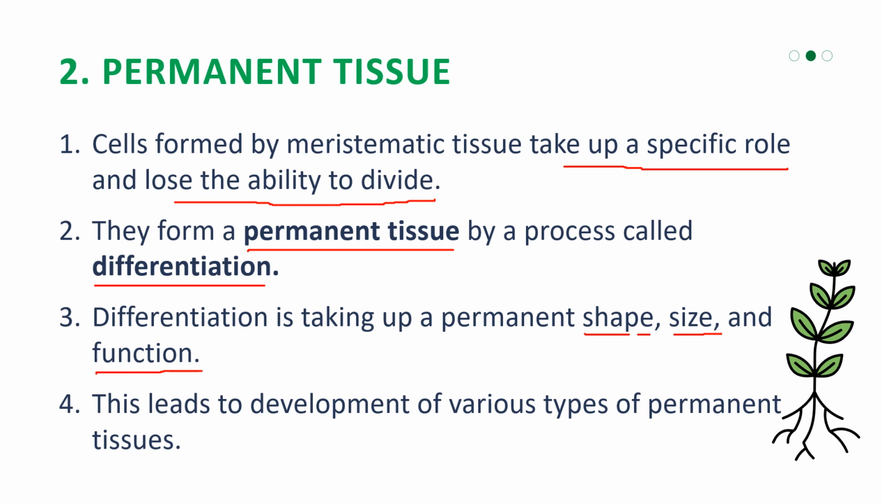So all the changes are permanent. It's not going to change anymore. Right? So once this process of differentiation takes place, it gives rise to various types of permanent tissues.